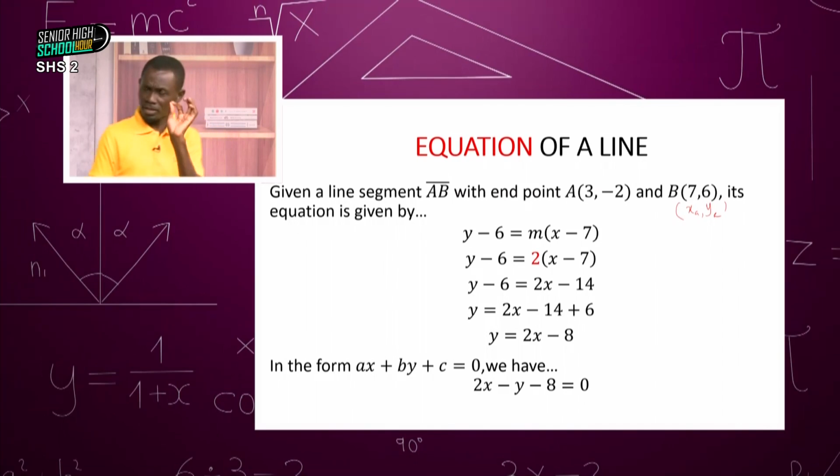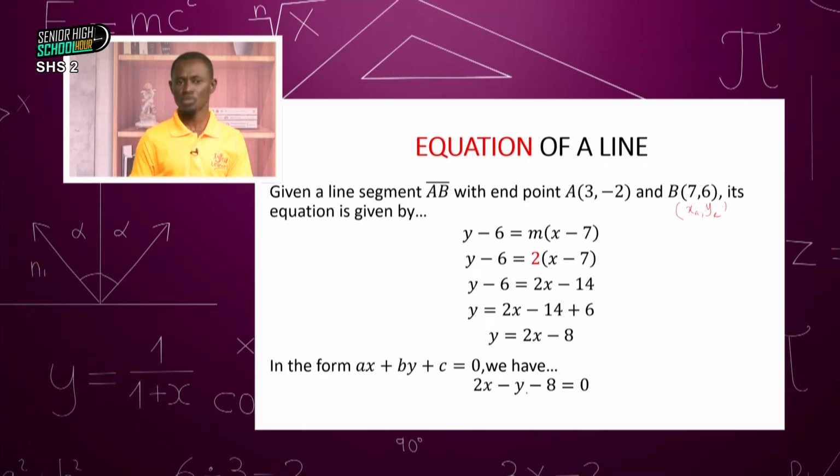So that is one quick nugget to put under your sleeve. What is it? That if a point rests on a line and you substitute the coordinates into the equation, you should get the right hand side of the equation. What do I mean? If I put 7 and 6 into the equation 2x minus y minus 8, I should get 0 on the other side. So 2 by 7, 14. 14 minus 6 is 8. 8 minus 8 should be 0. What about 3 and negative 2? 3 times 2, 6, minus negative 2, that is 8, minus 8, 0. So that's a trick. So now we've been able to determine the equation of a line.